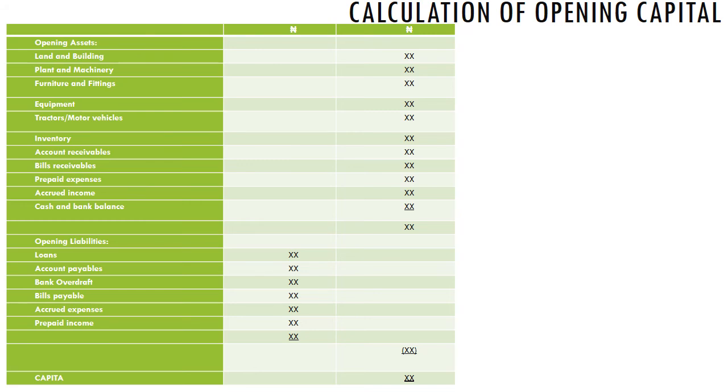And some of the things that may be included in the opening assets are land and building, plant and machinery, furniture and fittings, equipment, tractors and motor vehicles, inventory, accounts receivable, bills receivable, prepaid expenses, accrued income, cash and bank balances, and other things that may come in. Then under opening liabilities are loans, accounts payable, bank overdraft, bills payable, accrued expenses, prepaid income. So when you add them all, you deduct it from the total assets, you have your capital down there. So it's just as simple as it is.